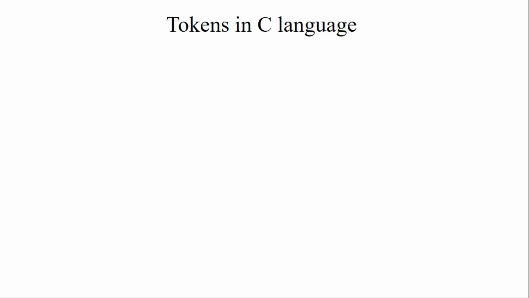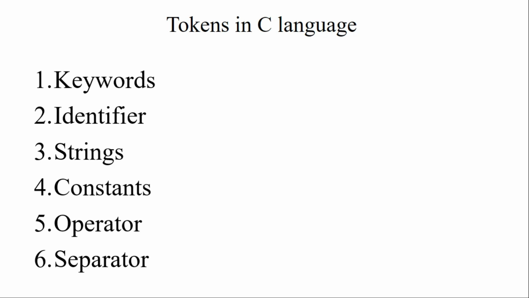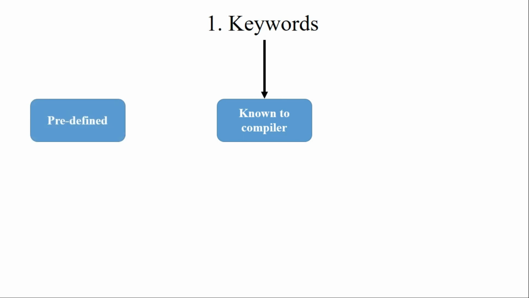So let us start. There are total 6 tokens used in C language. The list is as follows. The first token is keywords. Keywords are the words that are already known to the compiler, so their function is predefined and reserved by the compiler. Users or programmers cannot use these keywords for some other objective.